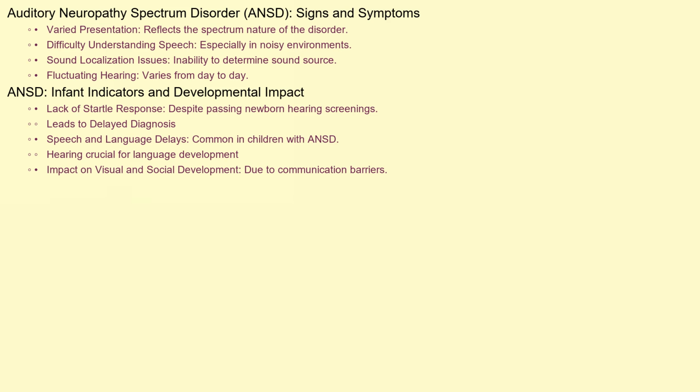The signs and symptoms of ANSD can vary significantly from person to person, reflecting the spectrum nature of the disorder. Common indicators include difficulty understanding speech, especially in noisy environments. Individuals with ANSD may struggle to localize sounds, meaning they can't easily tell where a sound is coming from. Their hearing can fluctuate, sometimes seeming better than others. Notably, infants with ANSD may not startle to loud noises, despite passing newborn hearing screenings. This discrepancy often leads to delayed diagnosis. Because hearing is crucial for language development, children with ANSD often experience delays in speech and language acquisition, indirectly affecting their visual and social development due to communication barriers.